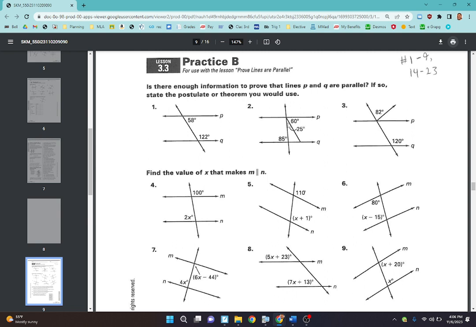So this little opening together is alternate interior of 85. This is also 85. Because they're both 85 and they're alternate interior, they're inside the box, then they're congruent. And because they're congruent, that means they are parallel. So there's alternate interior converse. Since 60 and 25 add up to 85, and 85 and 85 are congruent, that means they're parallel. Number 3.